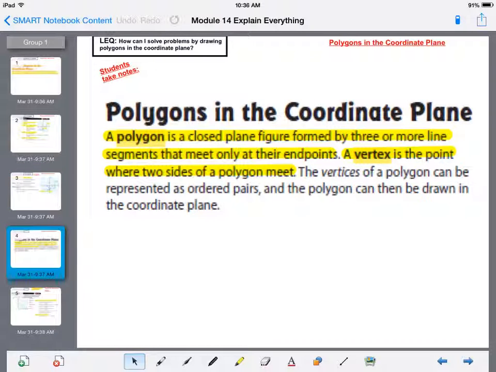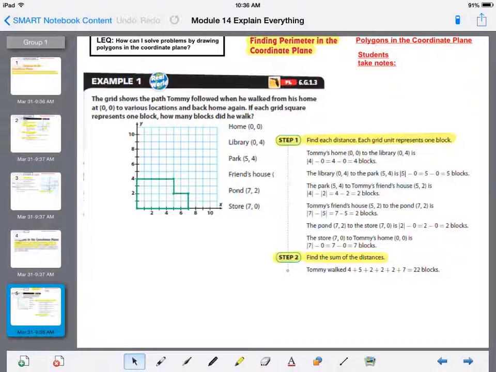When we cover polygons in the coordinate plane, let's talk about polygons. They are closed plane figures. They're formed by 3 or more line segments, and they meet at endpoints, which are called vertices. The vertices of a polygon can be represented as ordered pairs, your x and your y, and then the polygon can be drawn in the coordinate plane.